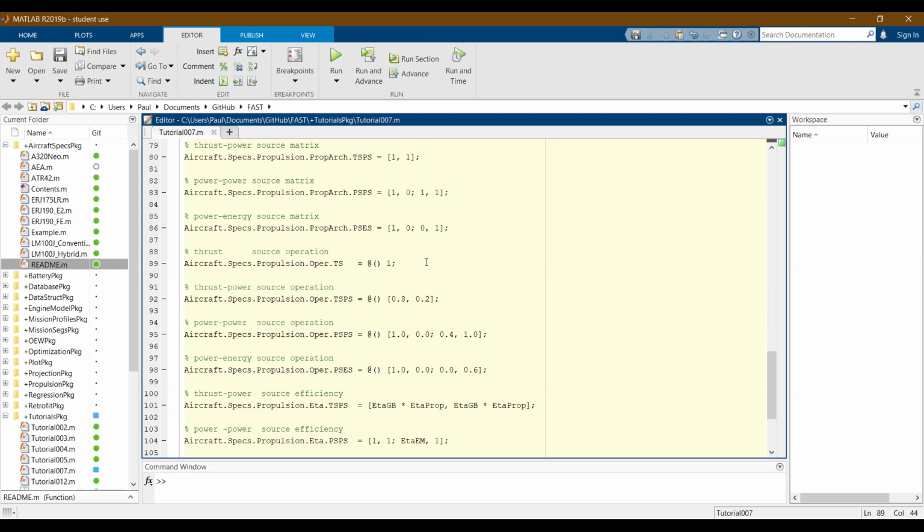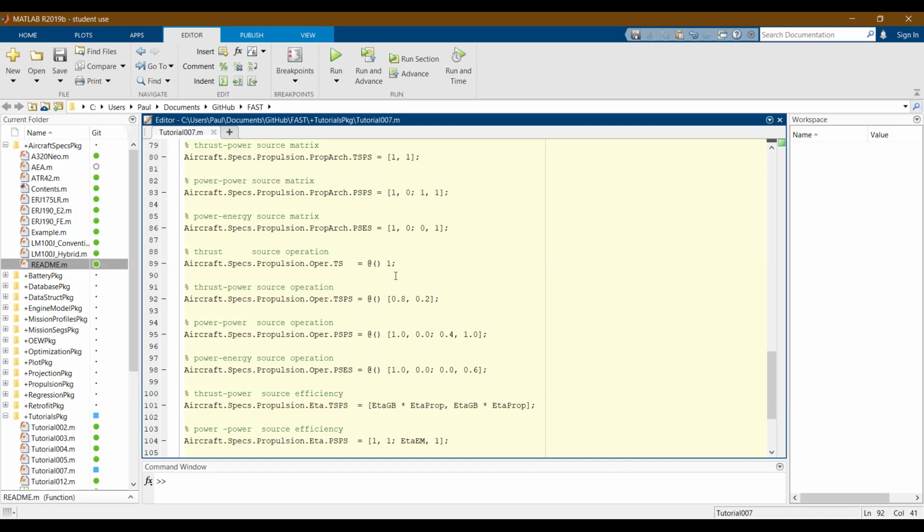So next, we're going to input our TSPS, PSPS, and PSES matrices, and you'll notice that I hard-coded in the values from the slides. However, you'll notice that all of these are actually written as function handles. So what that allows us to do is change the power management strategy on a segment-by-segment basis. So let's say I actually wanted to change how I'm splitting the power between the electric motor and turboshaft engine as a function of the segment.